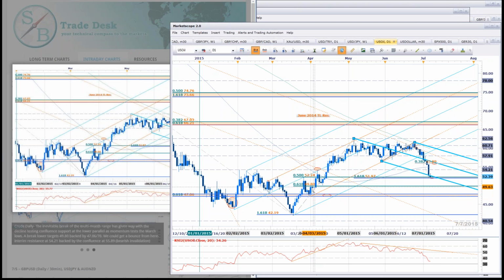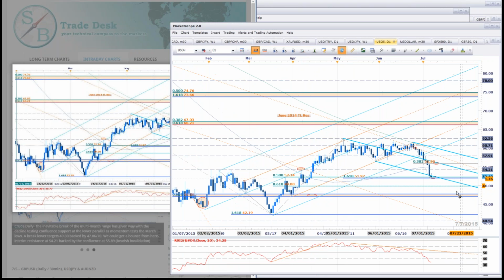If we see a continued break below this, it's likely to get pretty messy, even messier than it's been. You're looking for a drop into 49.80. You're looking for a drop into key support at 47 into 47.70. And that was basically the pivot lows that we made back in March and the start of April trade. Near-term resistance is 54.21, followed by 55.90, and this is the bearish invalidation level. As long as we hold below this region, the crude trade is at risk for further declines.